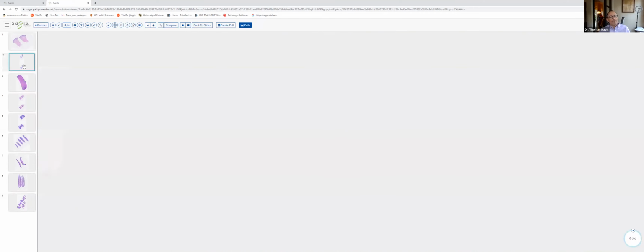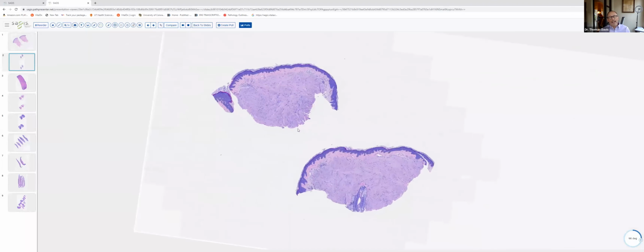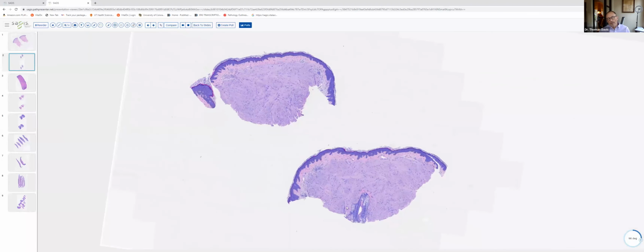Okay, we'll go ahead and move on to slide number 2. Let me tilt the slide here. And here we have a somewhat timid punch biopsy specimen. It's kind of difficult to ascertain location here. We do have a fairly sizable follicular and sebaceous unit here. So this could be from the trunk, or could even be from near the head or neck. We know we're obviously not from volar skin.